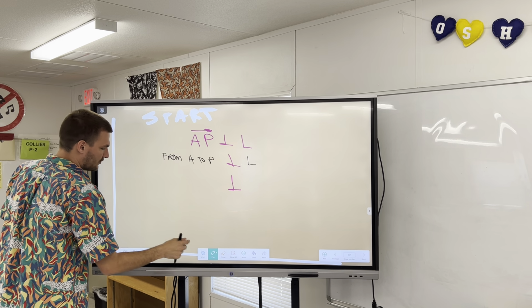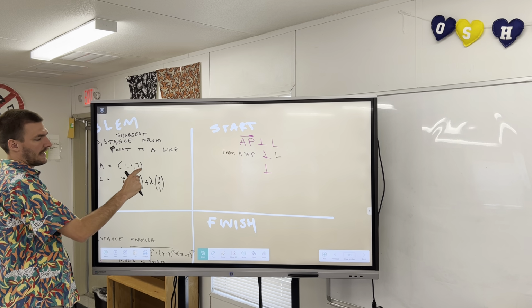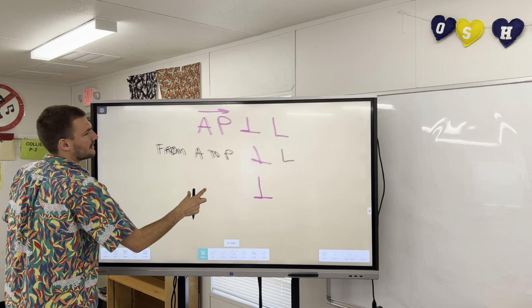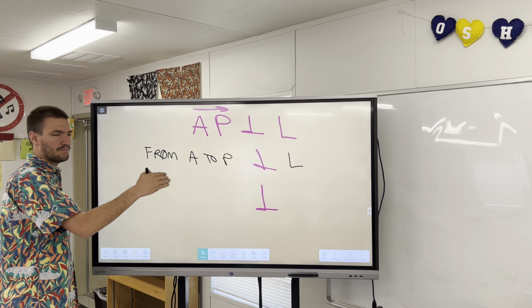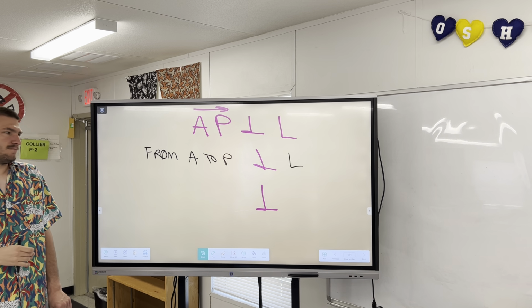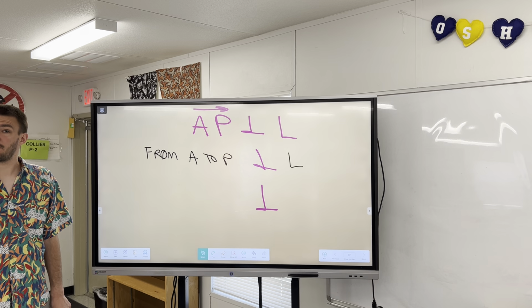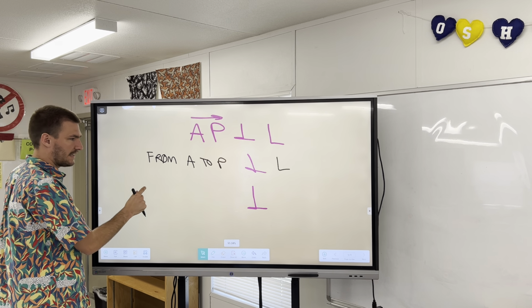It's been a while since I've shown this, but here's our point A and our line L. How can we write this down? From A to P. We still don't know where P is, but we do know that P is on L. So here's what we're thinking.